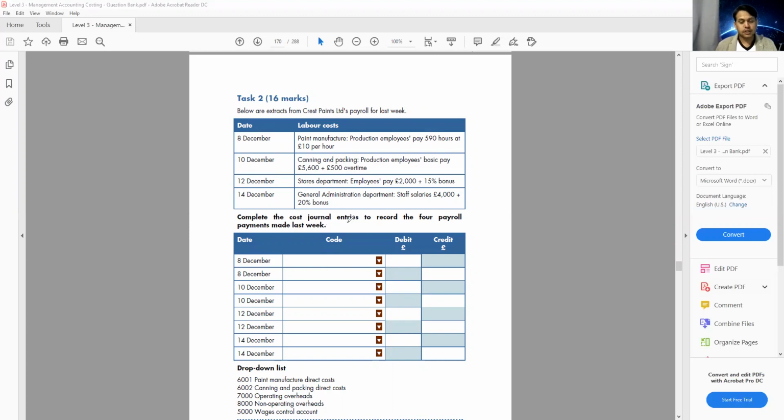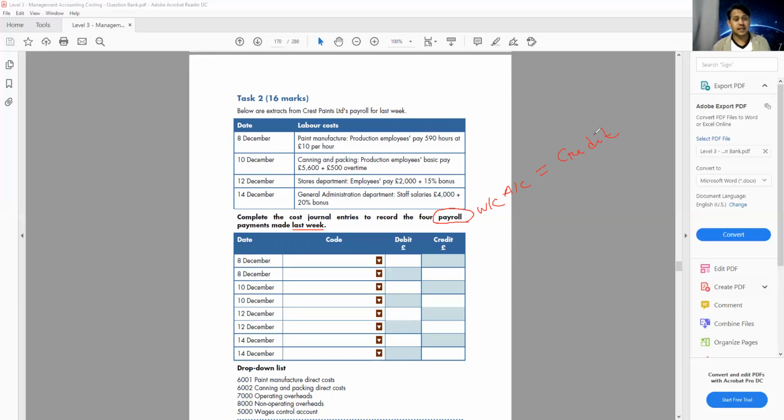Complete the cost journal entries to record the full payroll payment made last week. Now, I'm sure all of you are very familiar with this word, payroll. So payroll is the wages and salary account, isn't it? So all the payroll goes to which account? Wages control account. I'm sure all of you did your level 2 on bookkeeping control. You have this thing, wages control, payroll, always all the cost is attached to the wages control account. So any cost belonging to payroll always goes to the wages control account. And your wages control account is always a liability account, and that's why it's always a credit.